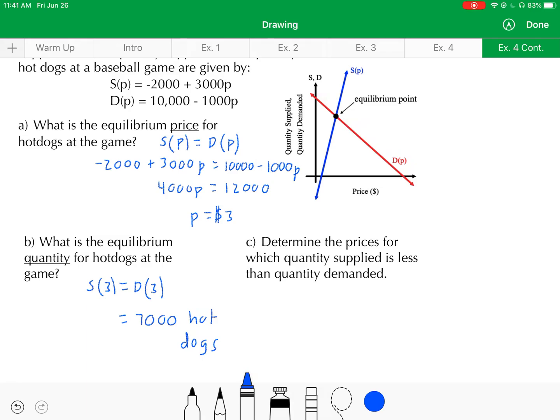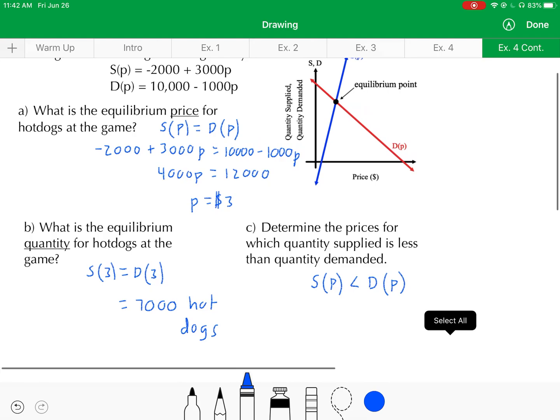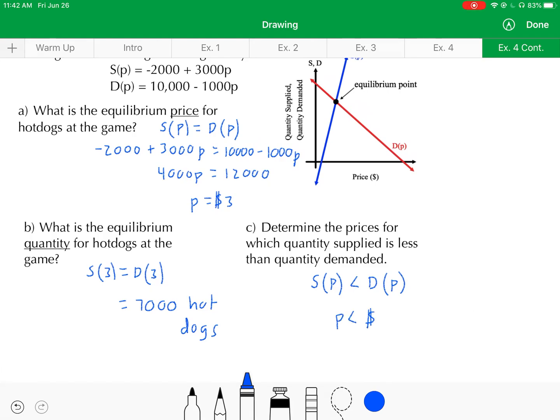Now, part C, determine the prices for which quantity supplied is less than the quantity demanded, right? Solve when is quantity supplied less than quantity demanded. We're essentially going to be solving the same thing that we did in part A, except instead of an equation, this is now an inequality. We will end up with P is less than $3. Okay.